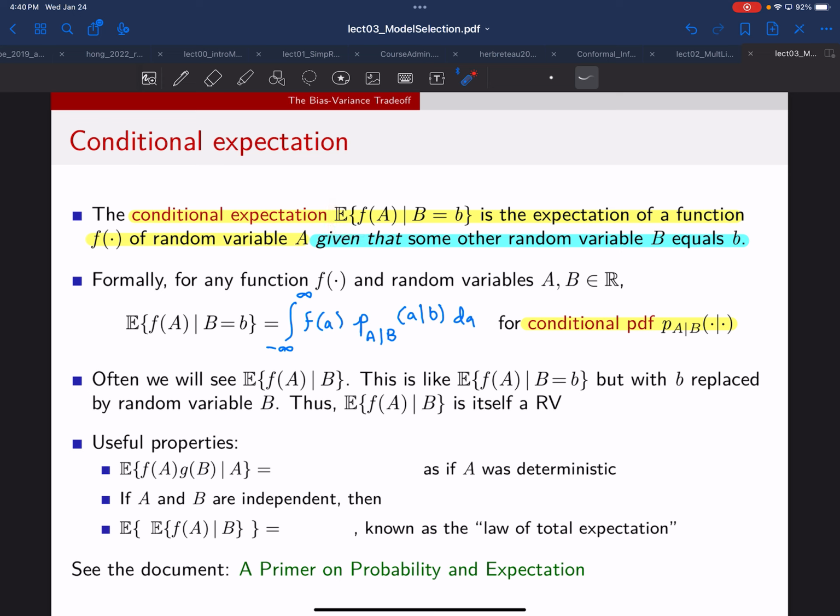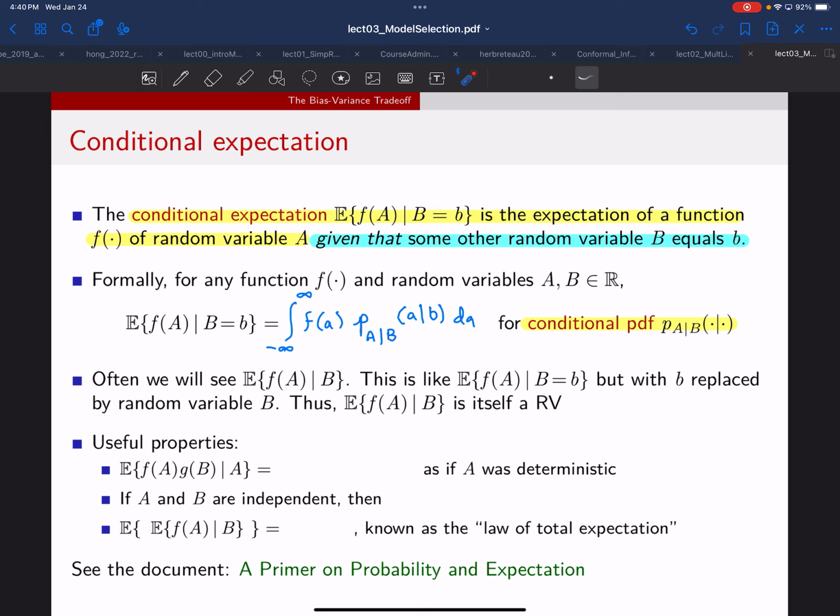Or conditional expectation, the value of this, you can see, will clearly depend on the value of little b. So if I plug in July for little b, you get one probability or one expectation. If I plug in January, you get another one. But sometimes what we see is this is left out. So you'll just see this.